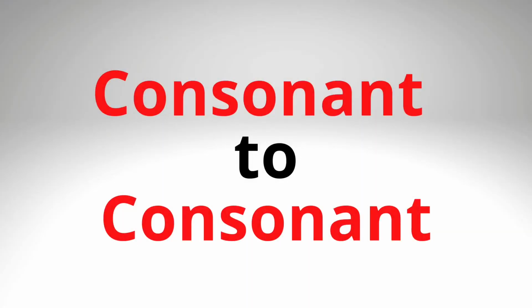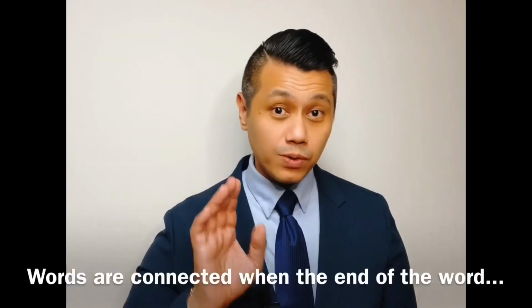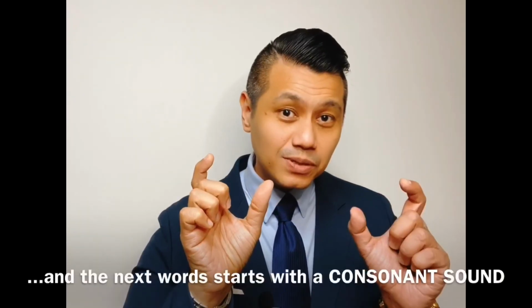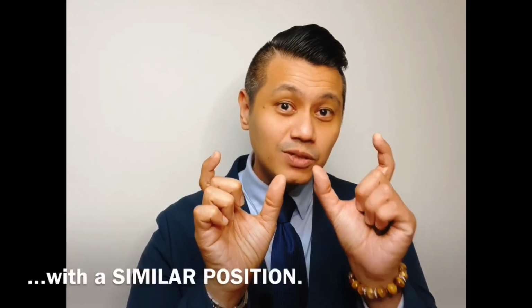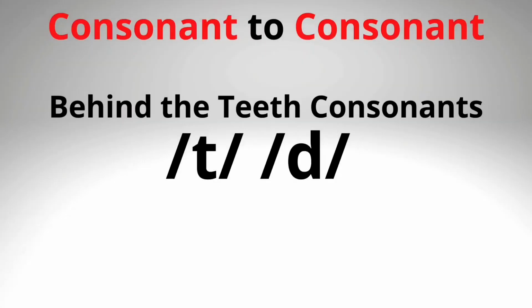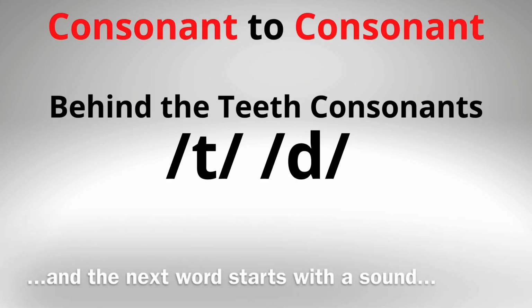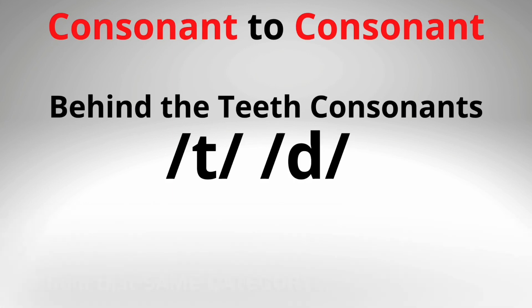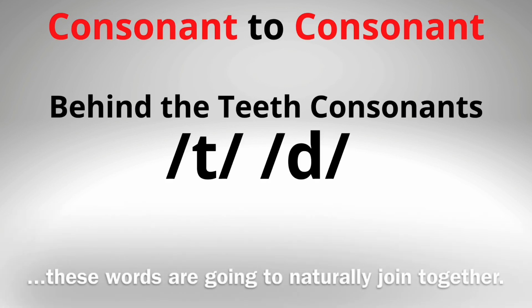Consonant to consonant. Words are connected when the end of the word is a consonant sound and the next word starts with a consonant sound with a similar position. For example, if a word ends with a t or d and the next word starts with a sound from that same category, these words are going to naturally join together.